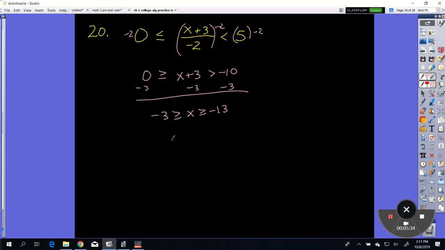So you could put it on a number line, -13, -3. So this says -3 is bigger than x. So that means x is smaller than -3. And this one says x is bigger than -13. So that means I'm in between here. I can use brackets. I could use filled in circles, squiggles, and that's my answer.